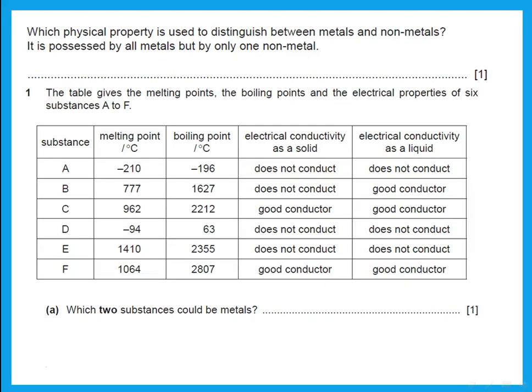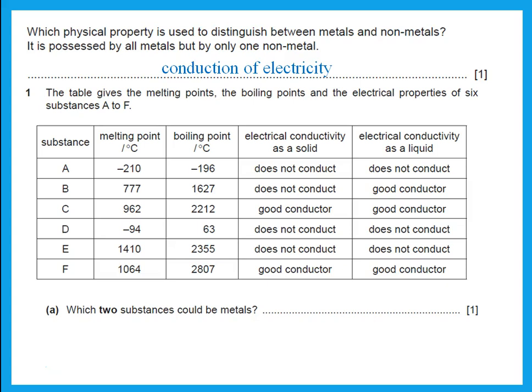Okay, now which physical property is used to distinguish between metals and non-metals? He's talking about something that is possessed by all metals but only one non-metal. What property is he talking about? He's talking about conduction of electricity. Remember, all metals conduct electricity, and only graphite, which is a non-metal, also conducts electricity.